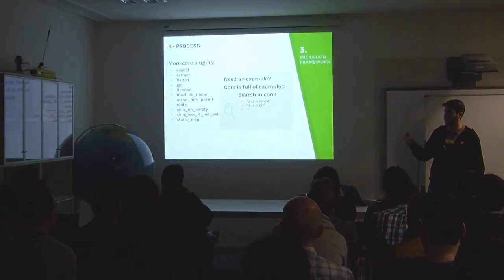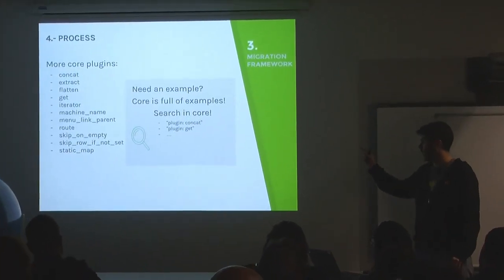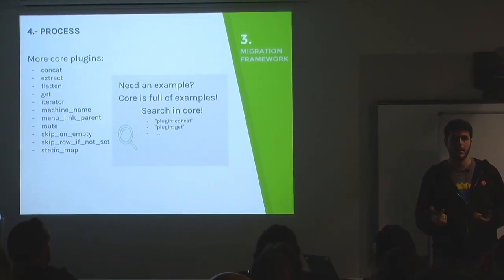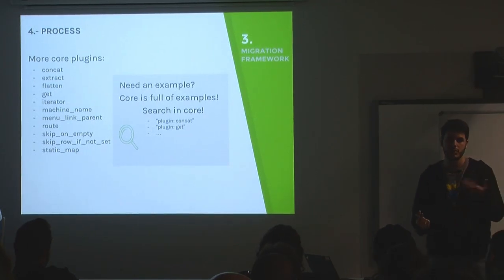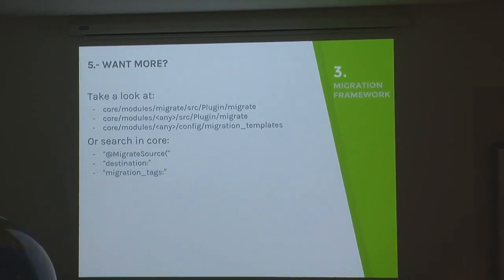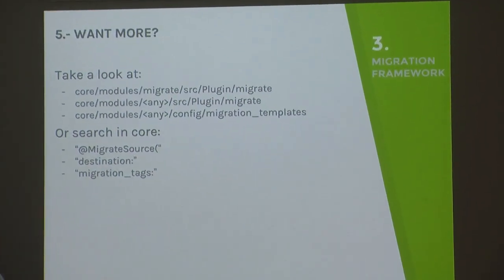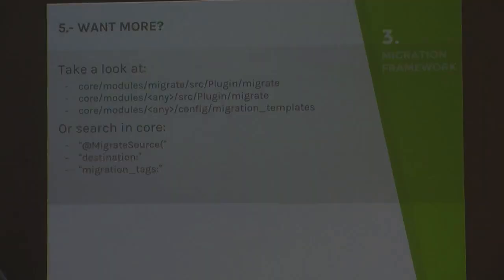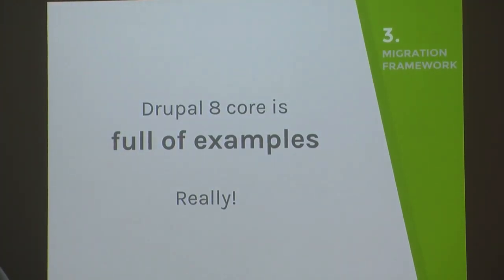And you need even more examples. Search in core for plugin, concat, plugin get, and you see many examples in core of how core executes that migration, okay? What even more? Take a look at core modules migrate src, plugin migrate, and search at migrate source. If you take these slides, this is a shortcut, okay? You use this. Drupal core is full of examples.